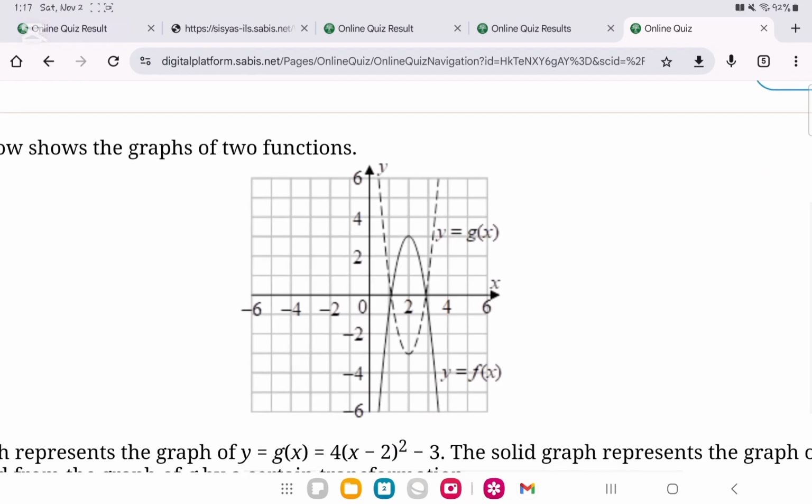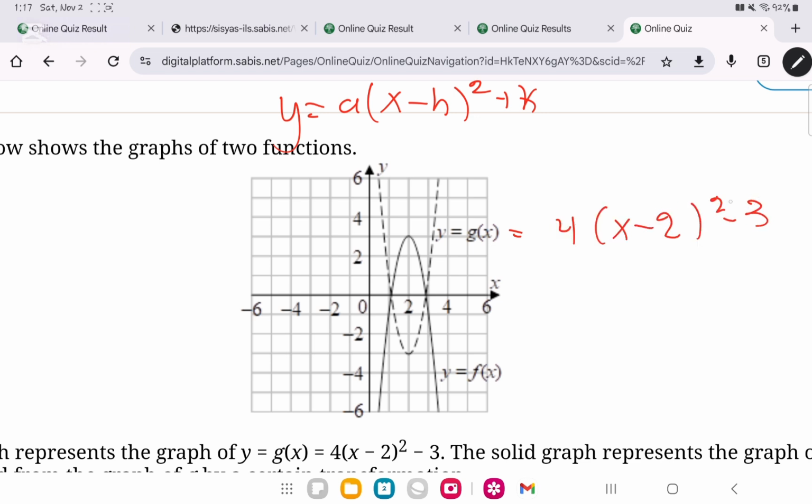Please pay attention. They're telling us in this question that our original graph, which is the dotted line graph, is 4x minus 2 squared minus 3. Then we have another graph that a transformation happened to, and we need to find it. We're gonna write now the basic function of the parabolic function. It is y is equal to a times x minus h squared plus k. Then for g, it is y is equal to 4 times x minus 2 squared minus 3.